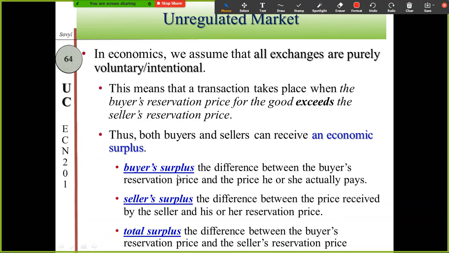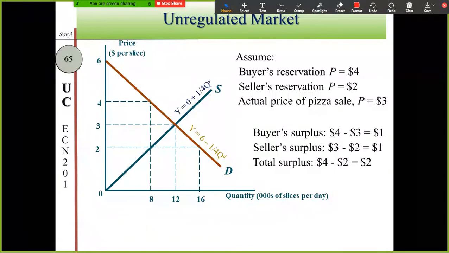Maybe you are not so clear in this case. This is the definition. Maybe if you go to the graph, it will be a little bit clearer. Okay, the graph.